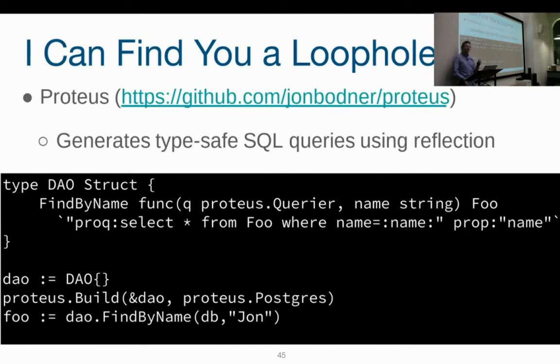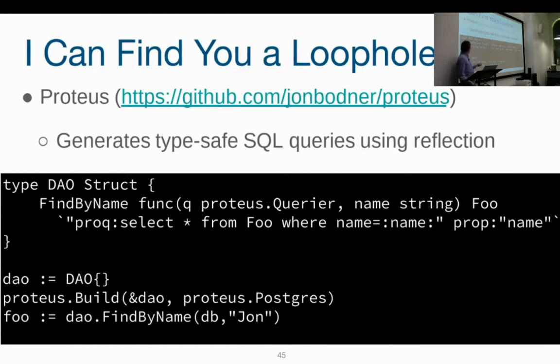With Proteus, you can define a struct type with function fields. You put a struct tag on your field with the SQL query template. Then you populate those fields by passing an instance of your struct to the Proteus build function, along with the database type. This gives you a dynamic, type-safe wrapper around SQL queries without using any code generation.